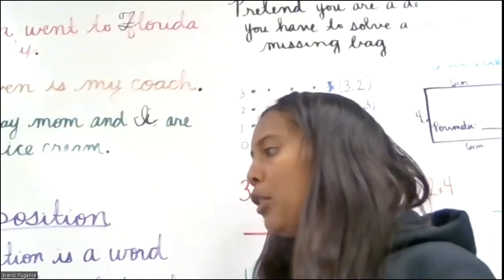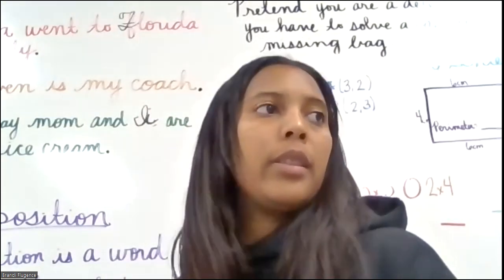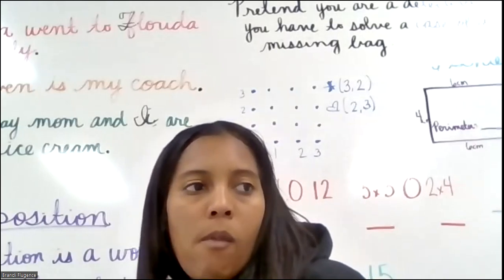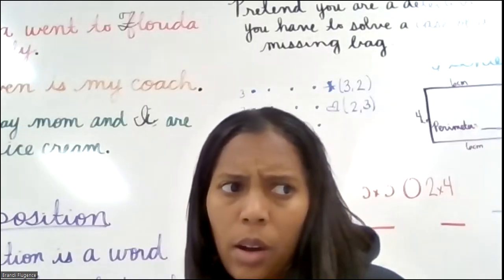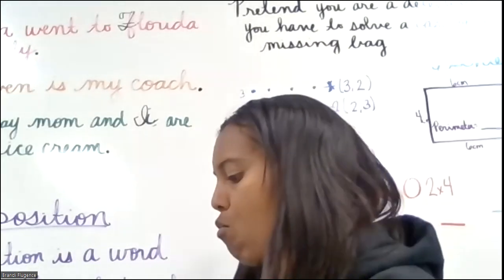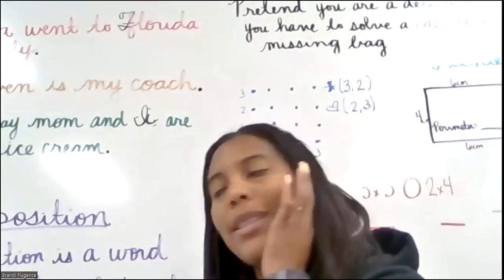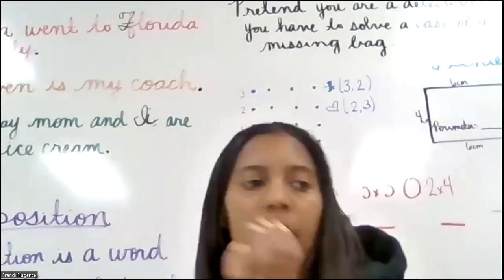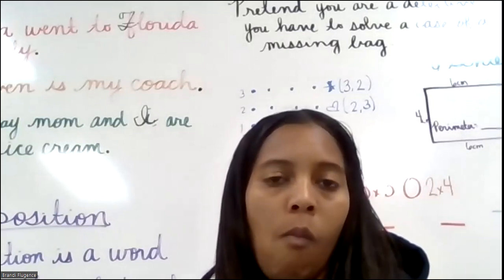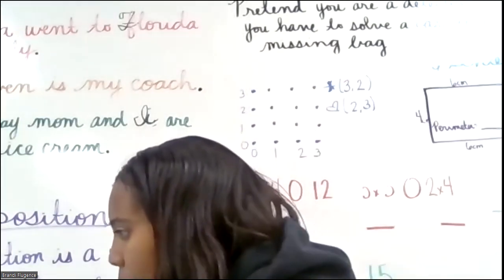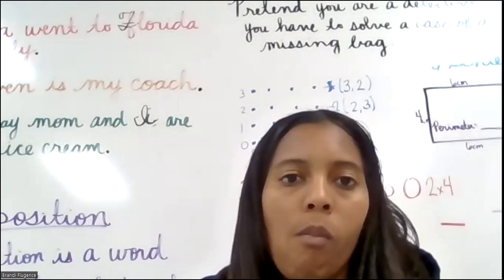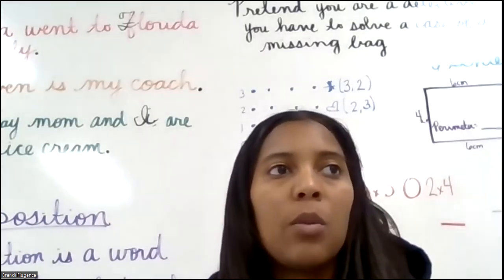Shade in 5. So then when we do 5 times 2, what does that equal? Just do one color. 5 times 2 equals 10. So go ahead and shade in 10. When we do 5 times 3, what does that equal? Shade in 15. 5, 10, 15. When we do 5 times 4, what does that equal? 20. So shade in 20.